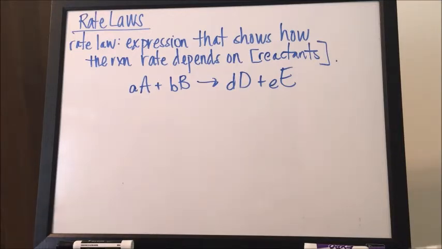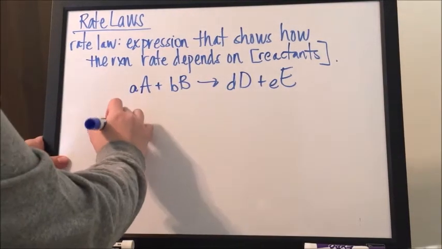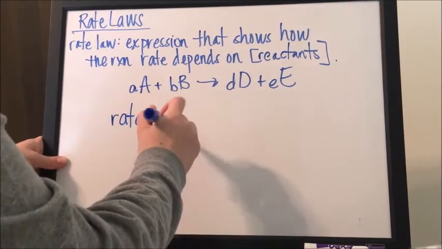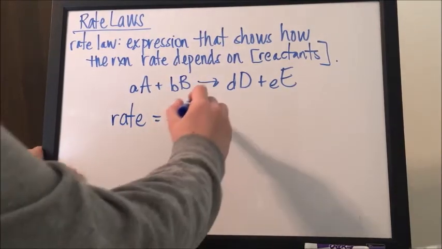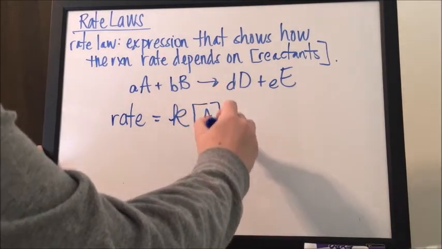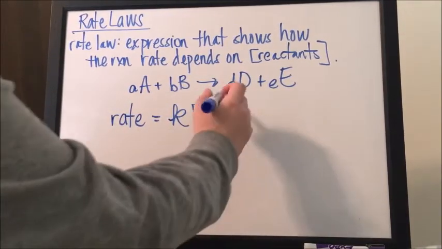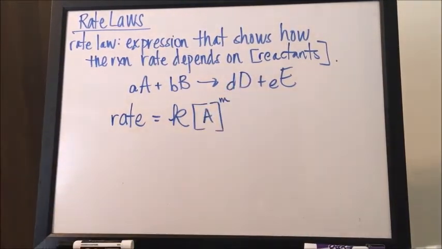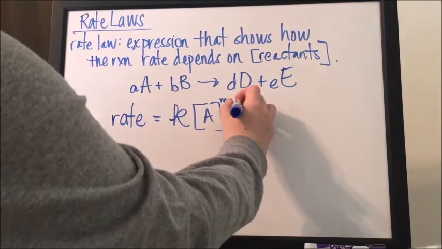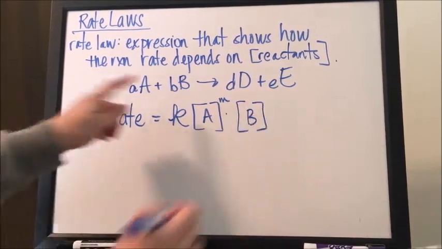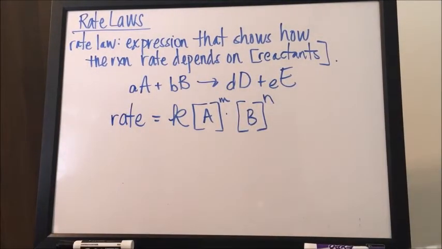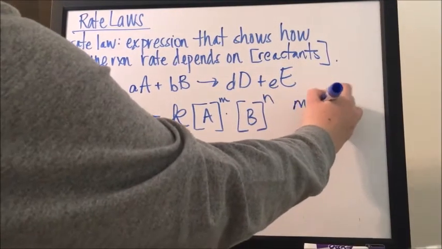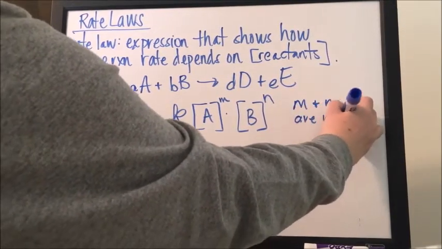Then in general, we can write this thing called a rate law, and it looks like this. All right, so it's the rate equal to k, a lowercase k, we'll come back and I'll explain all of what that is, times the concentration of reactant A, that's this guy, raised to some power M, times the concentration of reactant B, raised to some power N, where M and N are whole numbers.